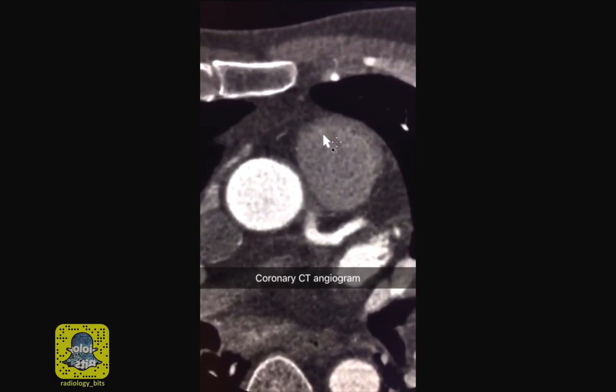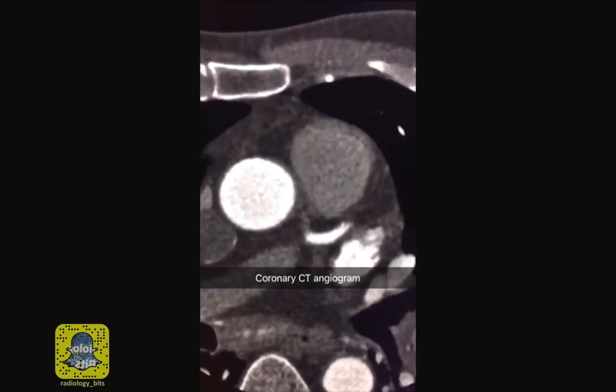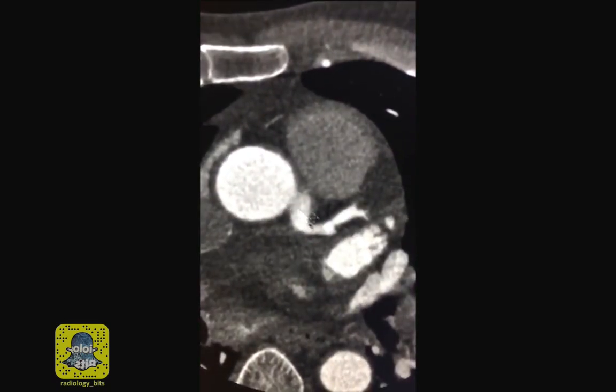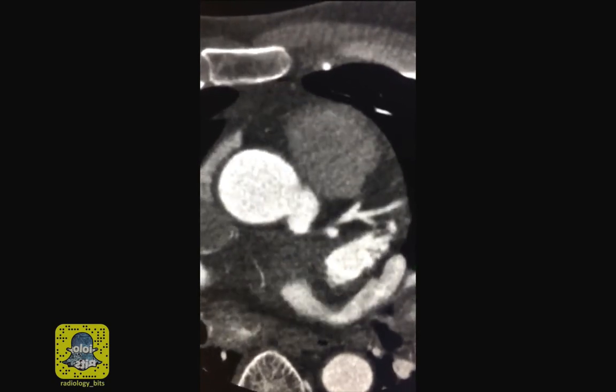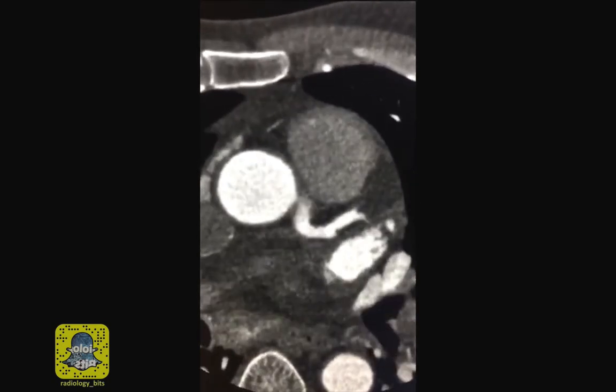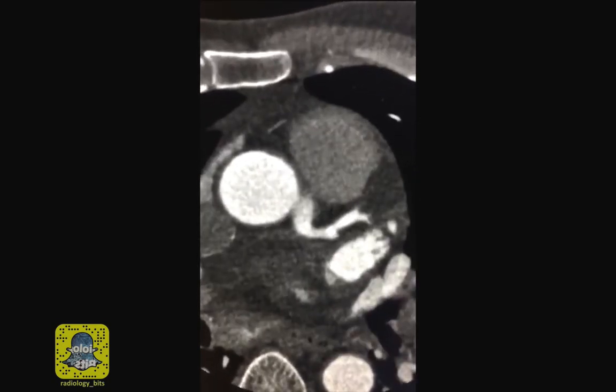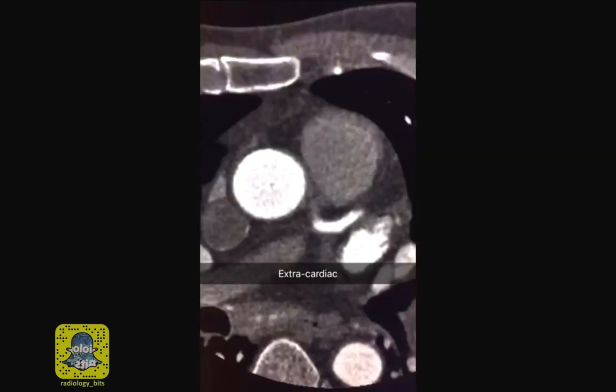The contrast part of the examination is called a coronary CT angiogram. You could see how you could nicely see the coronary arteries after IV contrast enhancement. Compare this appearance to the calcium score CT.